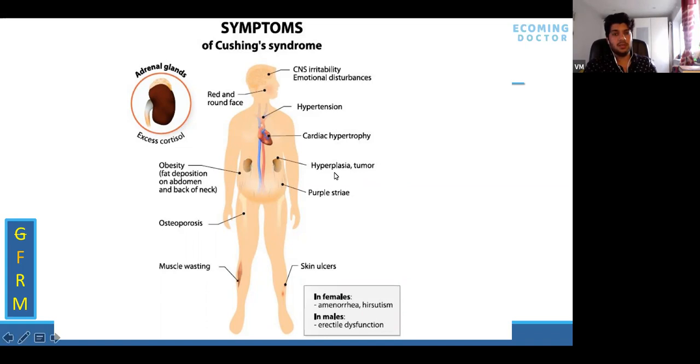Hypertension, you get because of the sodium and water retention you get from too much cortisol, and it can also cause some psychiatric complications like psychosis and depression. I'm not entirely sure why, but it can. So those are the sorts of symptoms you'd expect in someone with Cushing's syndrome.